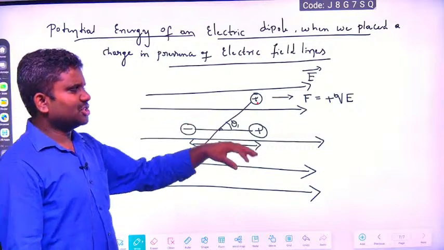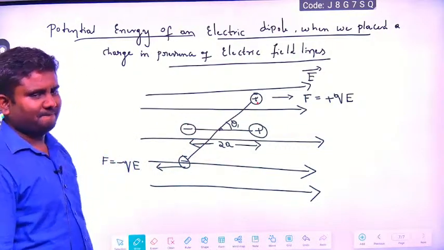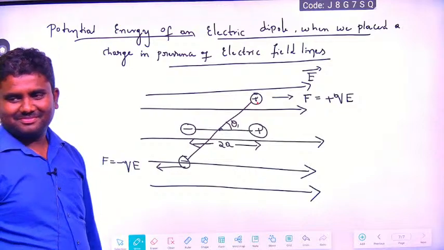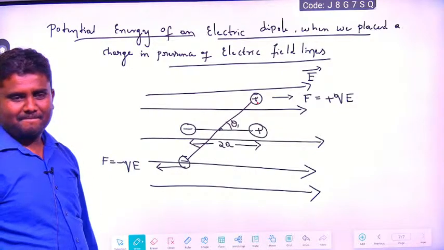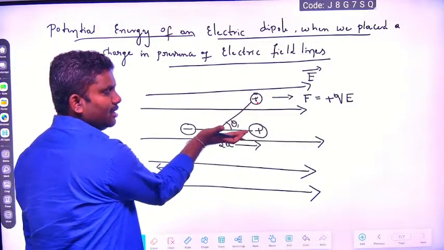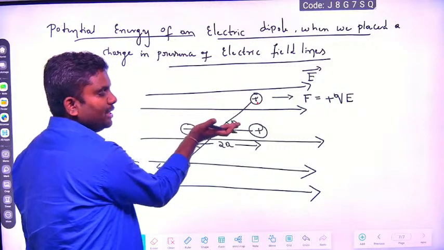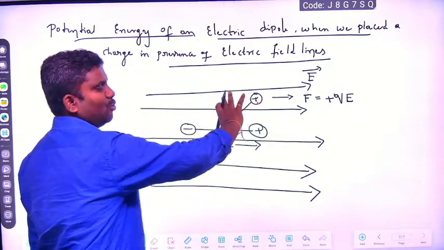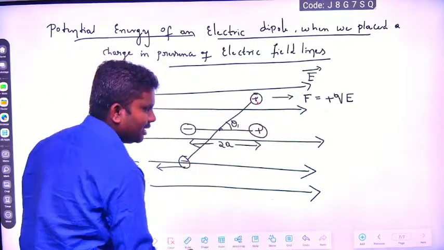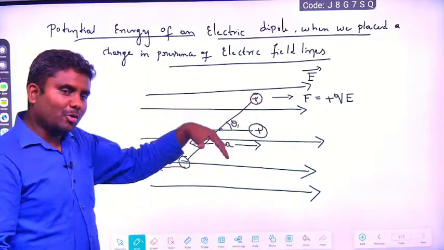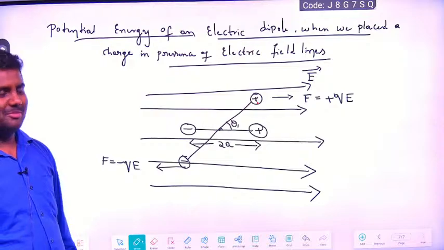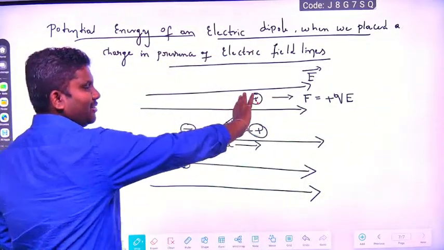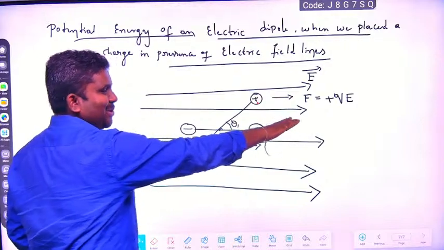Now, how will it tilt? I tilted the dipole in the anti-clockwise direction, a little bit. So it will experience force. Now what is the direction, whether it is clockwise or anti-clockwise? The force on the positive charge acts this side, and on the negative charge this side. So it will again tilt to clockwise.